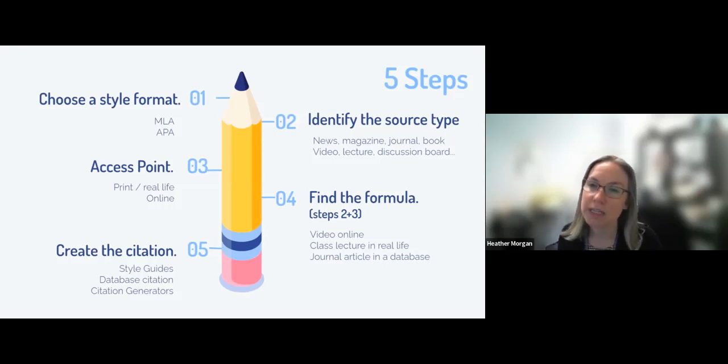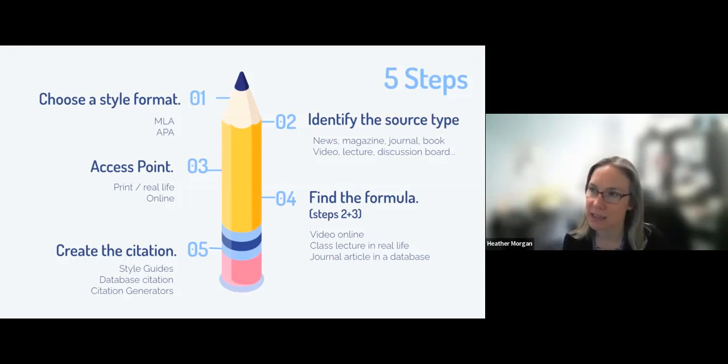That means you need to know what it is that you are citing. And that might be a newspaper, that might be a magazine, that might be a journal, it could be a lecture, a video. There's so many different source types out there. But you must know what type of source you are citing. And then that brings us to step 3.